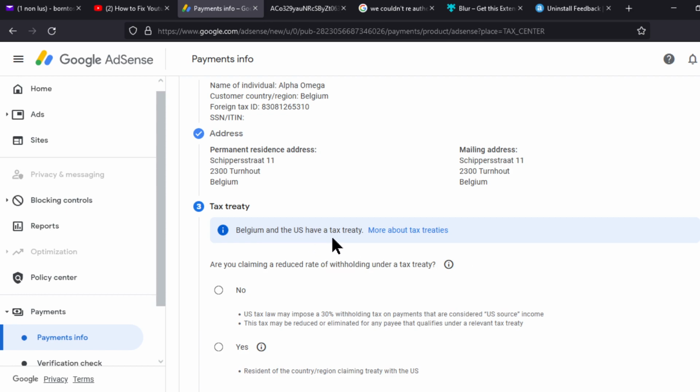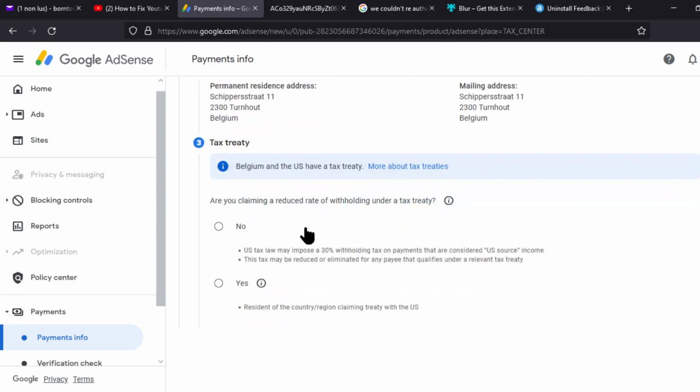Belgium and the US have a tax treaty. That's good. Are you claiming a reduced rate of withholding under a tax treaty? Too many big words. I think yes, of course, yes. Why do you even bother putting this? Oh my goodness, this is crazy.